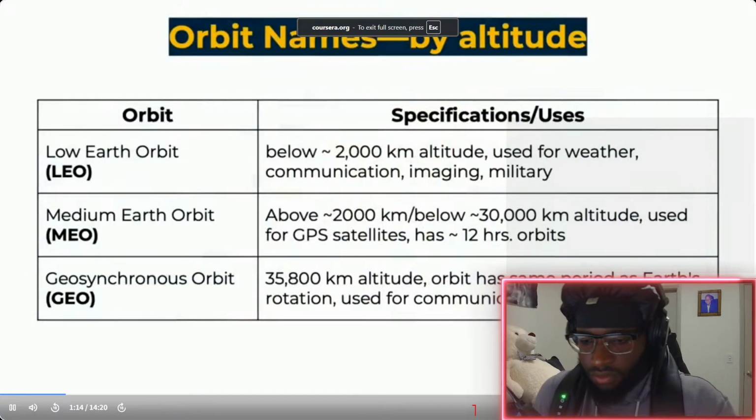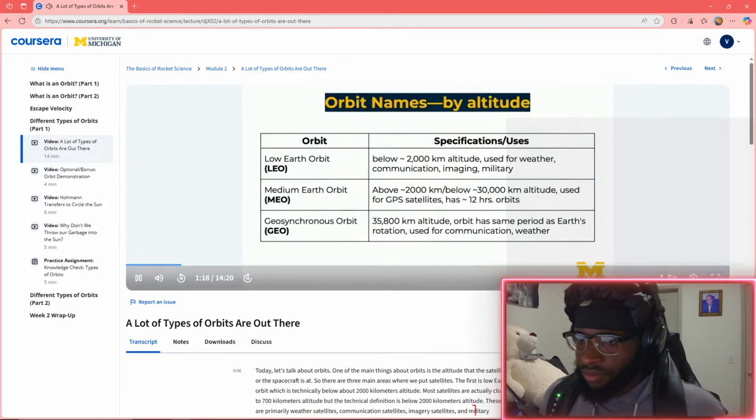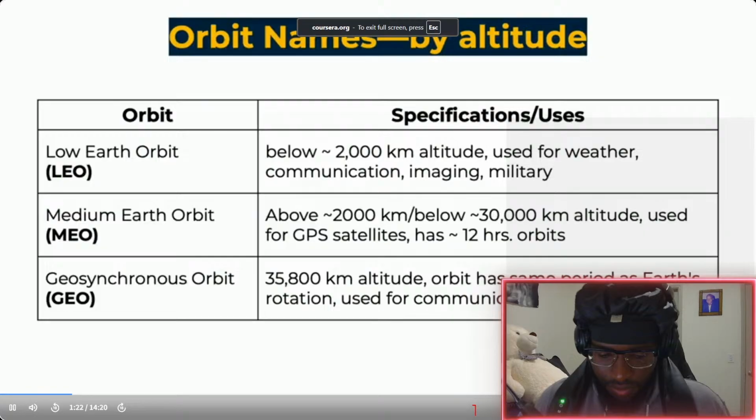Then the next one, you go out even further, and you're at geosynchronous orbits. And geosynchronous orbits are around 35,000 kilometers altitude. They're mostly used for communication satellites and weather satellites.